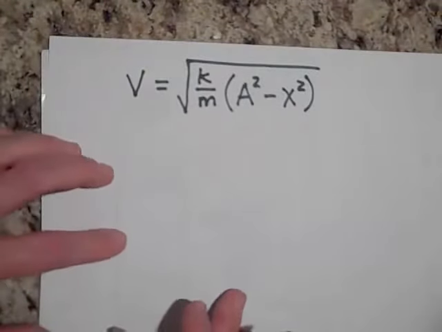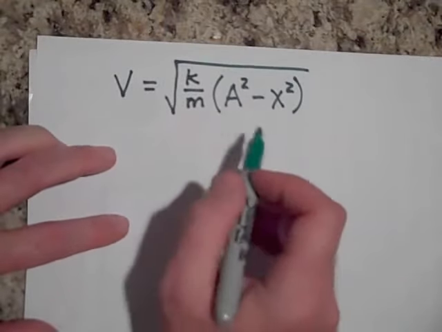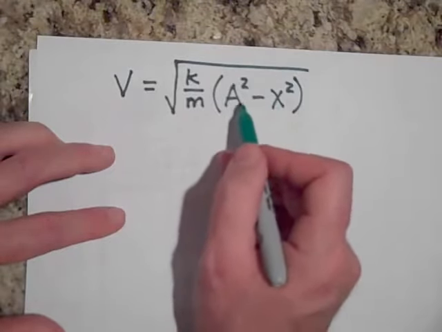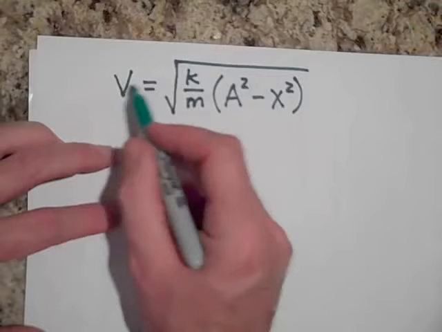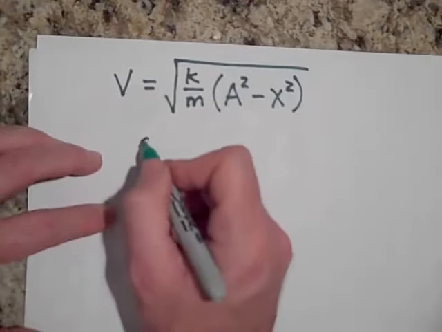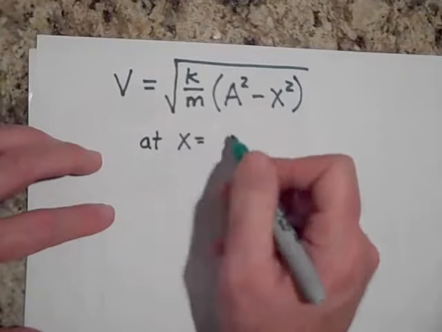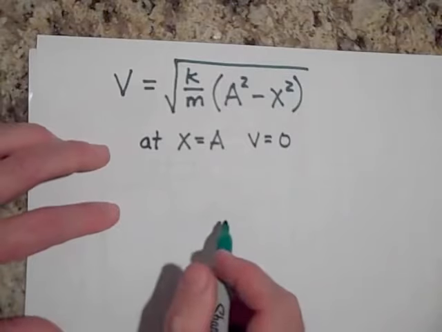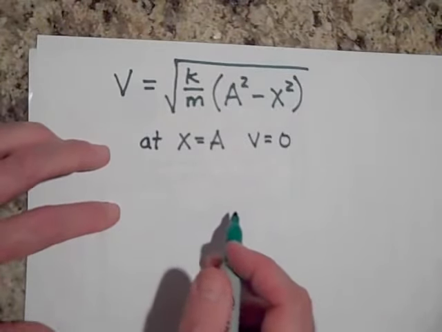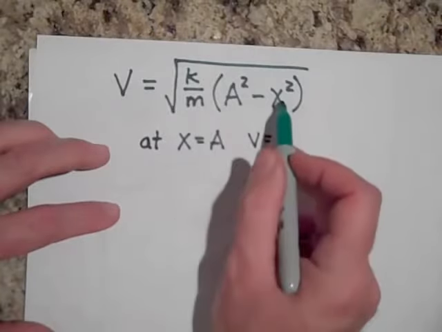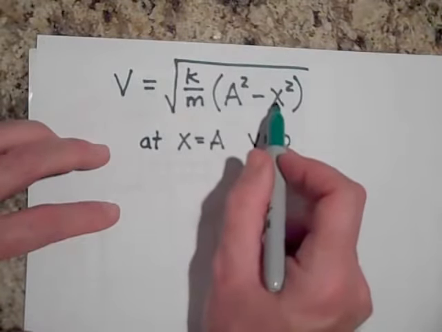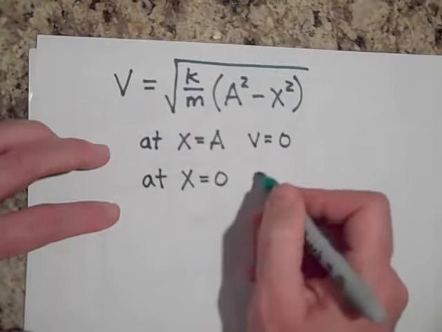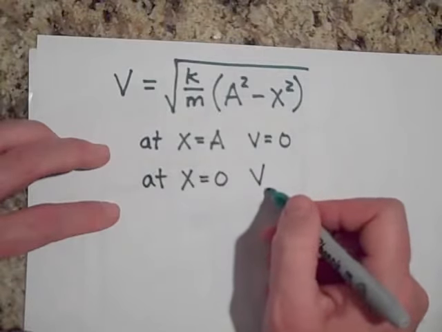If you want to know the speed at x equals A, let's find the speed when x equals A. When x equals A, it looks like this is going to be A squared minus A squared. That's 0, so v is 0 at x equals A. And that makes sense. It's turning around there. Now, you might also guess that we get the maximum speed when you're not subtracting anything from here, when x equals 0. So at x equals 0, v is v max.